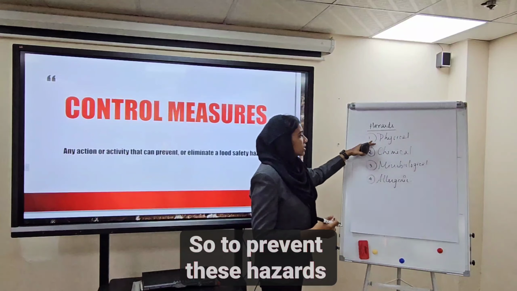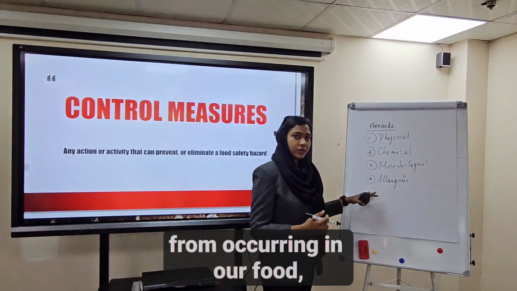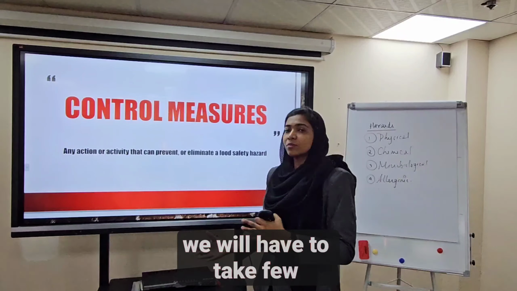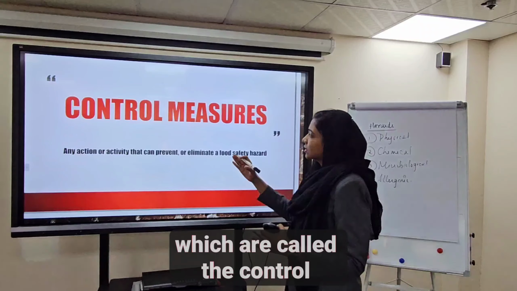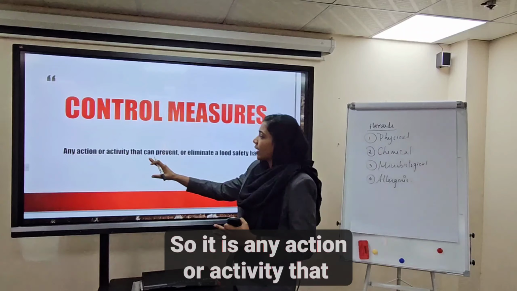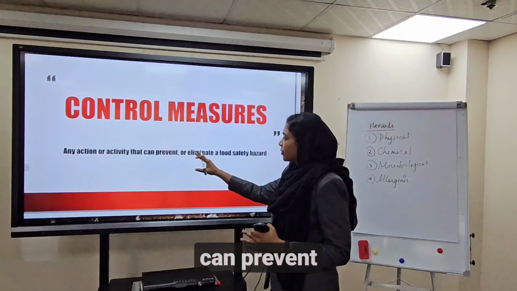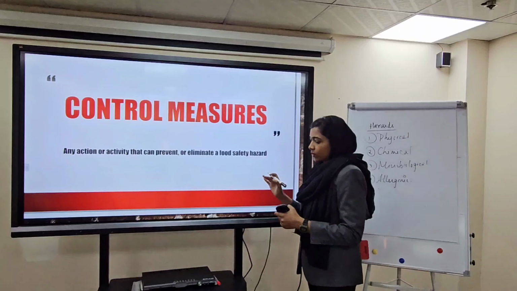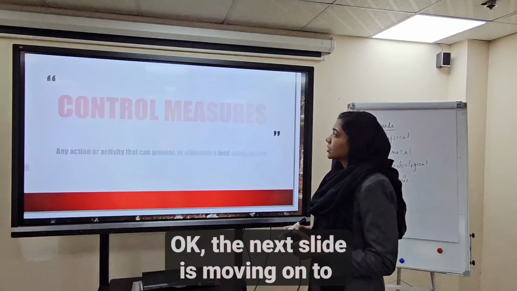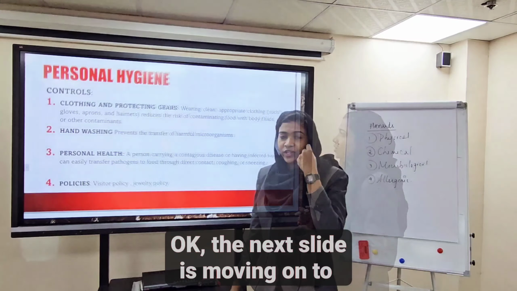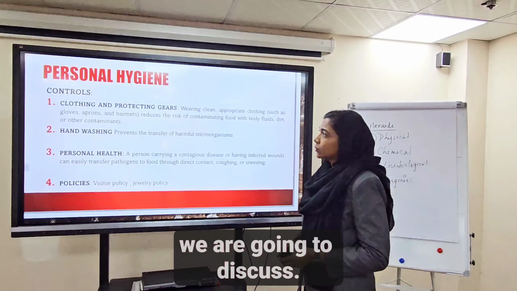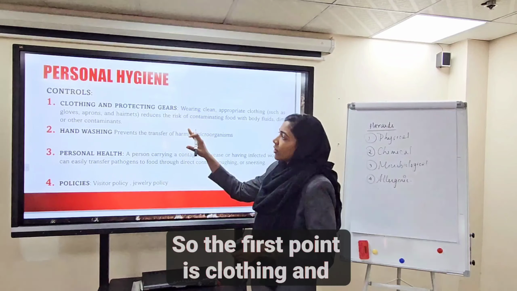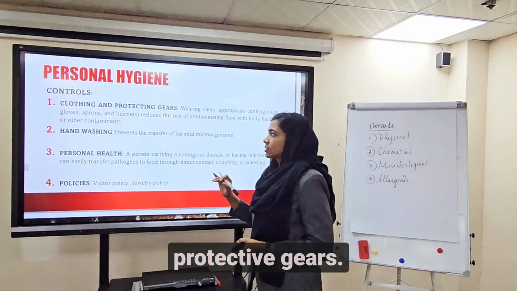So to prevent these hazards from occurring in our food, we'll have to take a few measures which are called control measures. It is any action or activity that can prevent or eliminate a food safety hazard. Okay. The next slide is moving on to the first control measure we are going to discuss. It is personal hygiene. So the first point is clothing and protective gear.